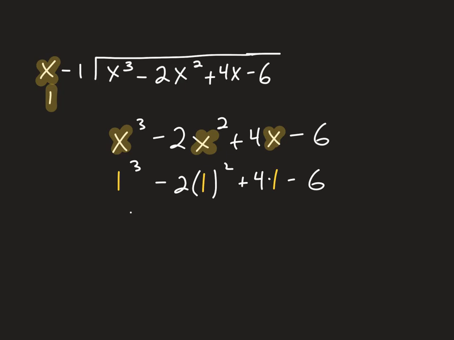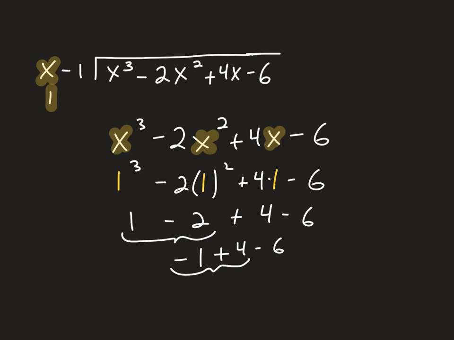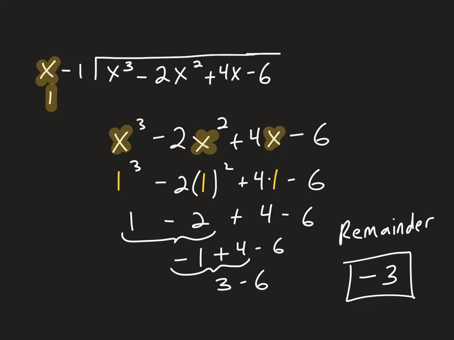Okay, so we have 1 cubed, 1. 1 squared is 1, times negative 2 is negative 2, plus 4 times 1, minus 6. All right, here we have 1 minus 2. I guess I'll be in debt $1 right there. Plus 4 minus 6. I might think of that as 4 minus 1, which is 3, minus 6. If I have $3 and I subtract $6, then I would be left with negative $3. And that means I would have a remainder, when I divided that, of negative 3.